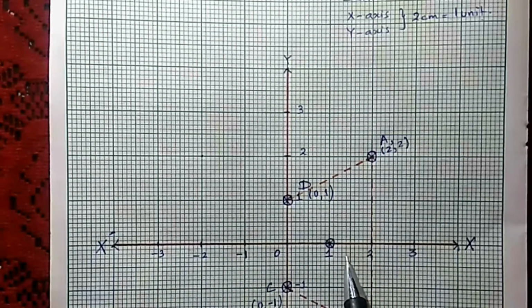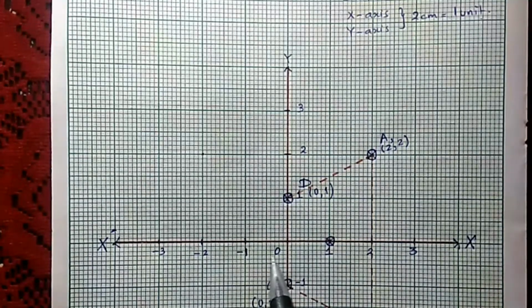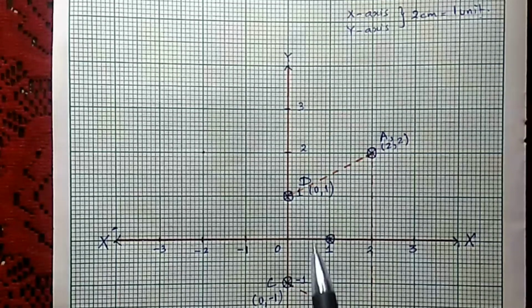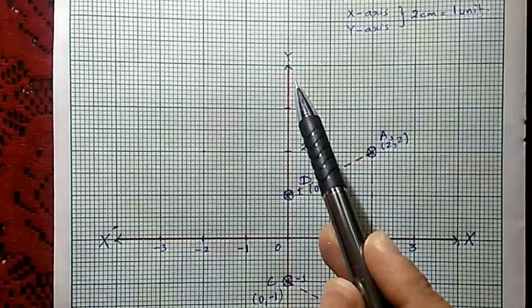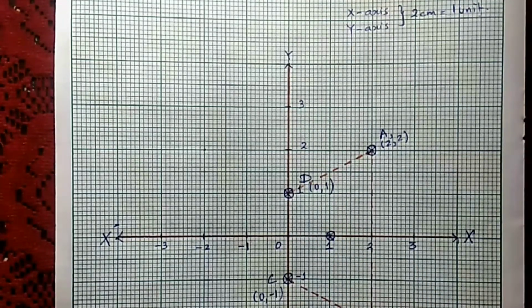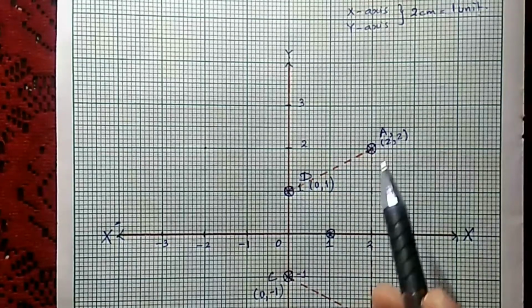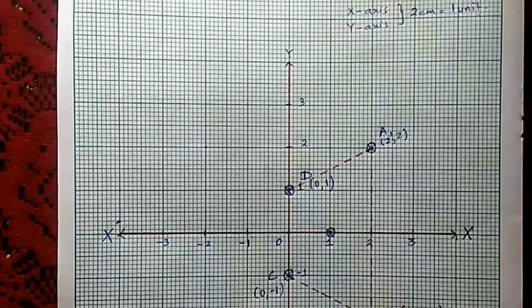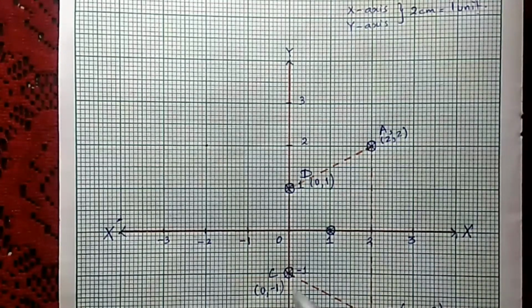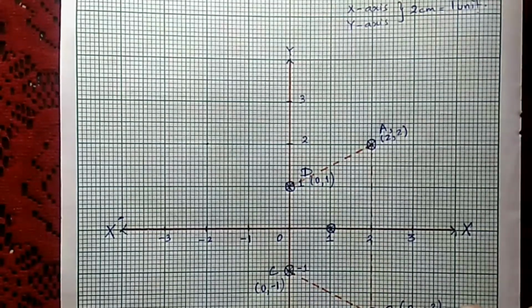So I have marked 1, 2, 3 on the right hand side, which is the positive x-axis, and minus 1, minus 2, minus 3 on the left hand side, which is the negative x-axis. Similarly, I have drawn 1, 2, 3 on the positive y-axis and minus 1, minus 2, minus 3 on the negative y-axis. Also, I have plotted the given points A, B, C, D: A is 2, 2, B is 2, minus 2, C is 0, minus 1 and D is 0, 1. So let us proceed from here now.